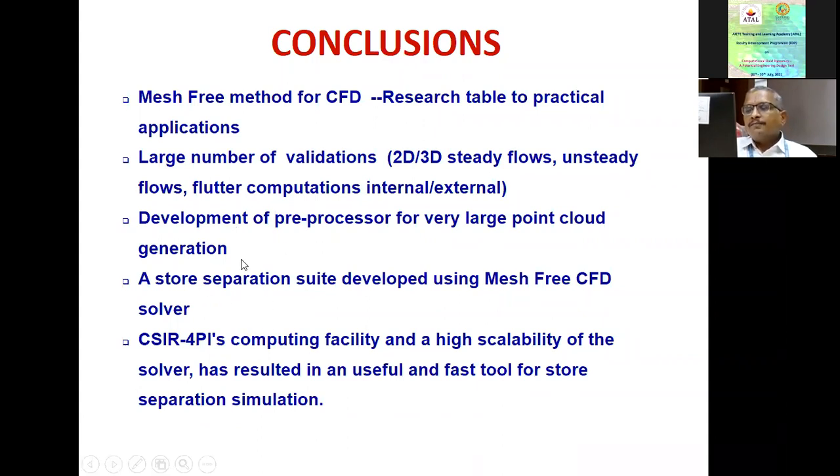All these efforts fructified in terms of building a store separation suite, which has been useful for the country's aerospace programs. And last but not the least, unless we have a powerful computing center, this would not be possible. We have our own sister lab here, the CSIR 4PI lab, where the required computing facility is available. With this, we have been able to do all these kinds of problems.